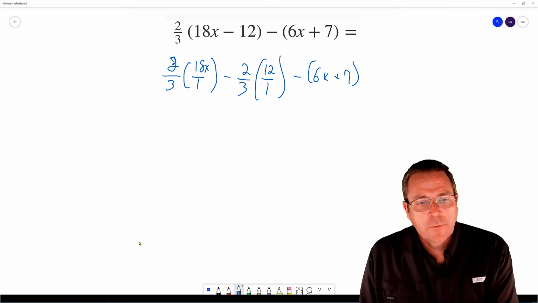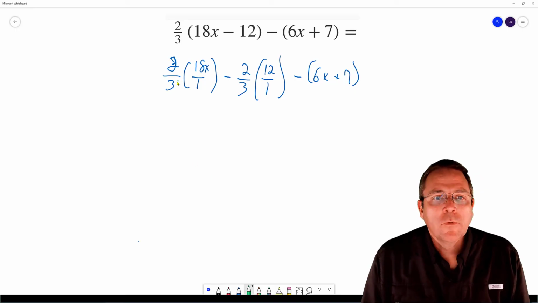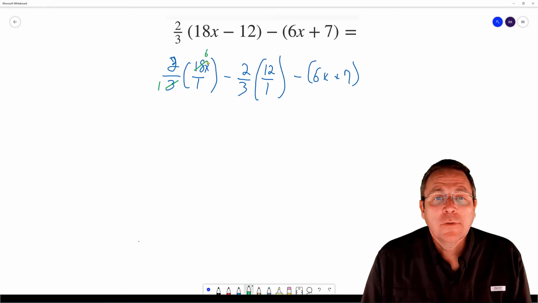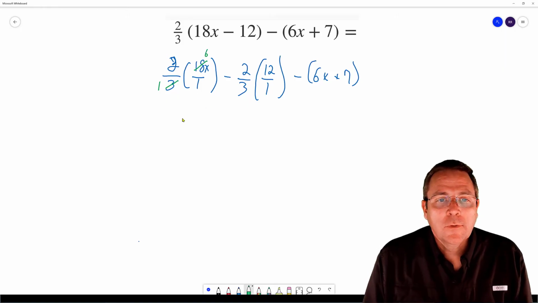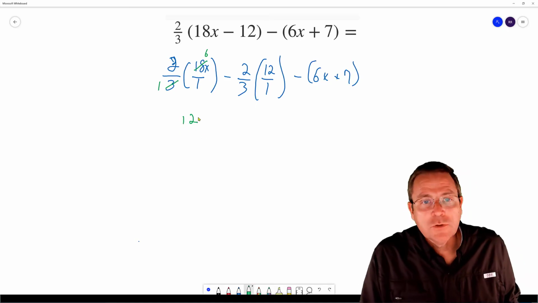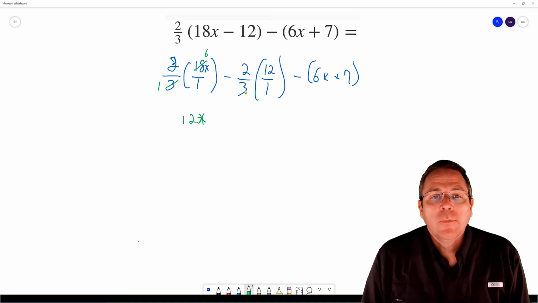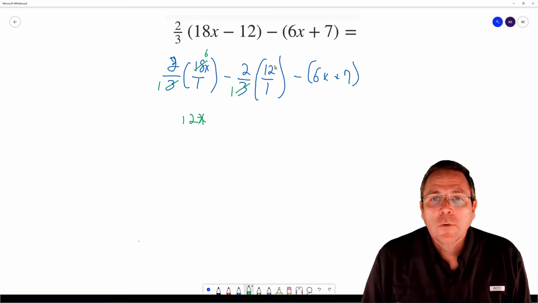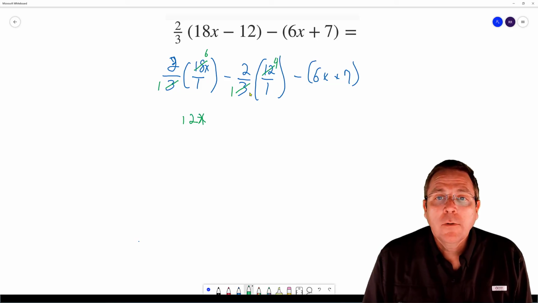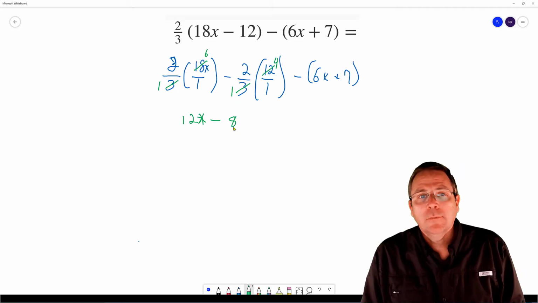Now we're going to simplify before we multiply. So I'm going to say 3 goes into 3 once, 3 goes into 18 6 times. That's 2 times 6 is going to end up giving me a 12 over 1, also known as just 12x. And that x didn't come out very pretty. Same thing over here. We're going to simplify. 3 goes into 3 once, 3 goes into 12 4 times. And when we multiply that out, that's going to end up giving me a minus 2 times 4. That's going to be 8 over 1, also known as 8.